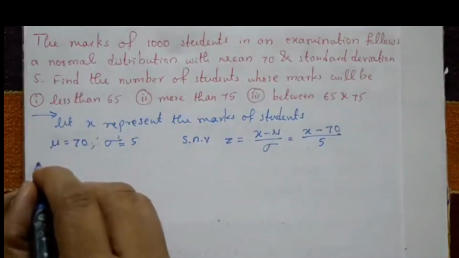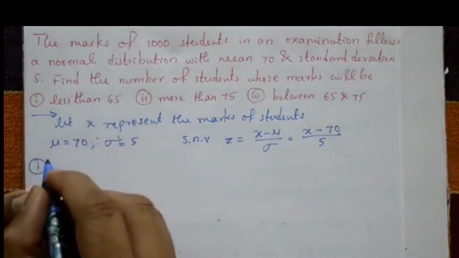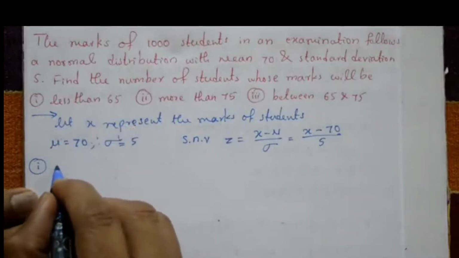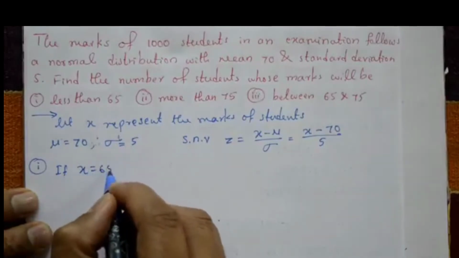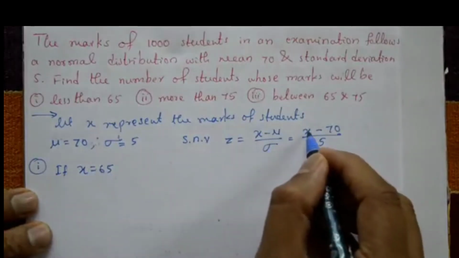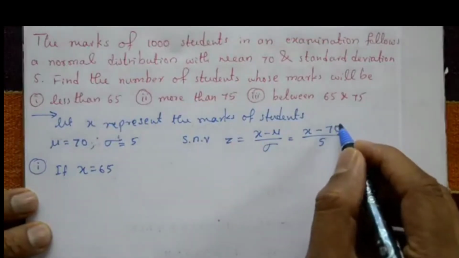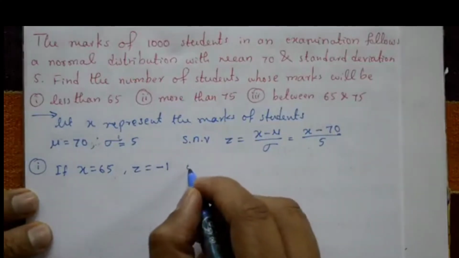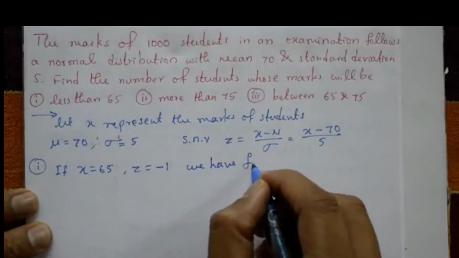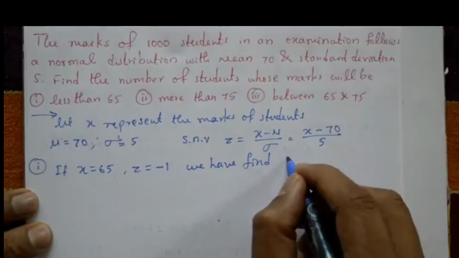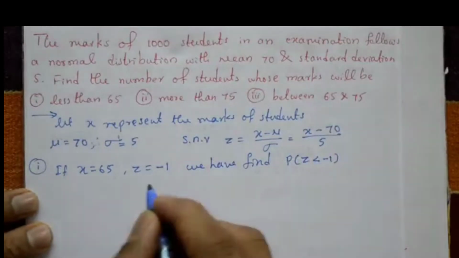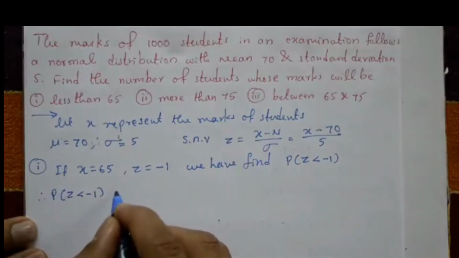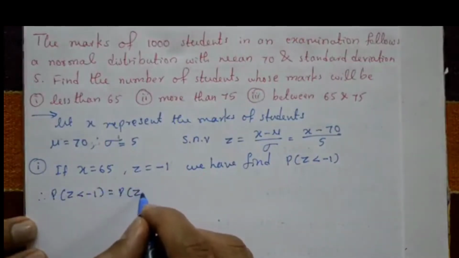Okay, now go to case 1, less than 65. Find the probability of x less than 65. Put x is equal to 65: 65 minus 70 is minus 5, divided by 5, means z is equal to minus 1. So we have to find the probability of z less than minus 1, which is equal to the probability of z greater than 1.